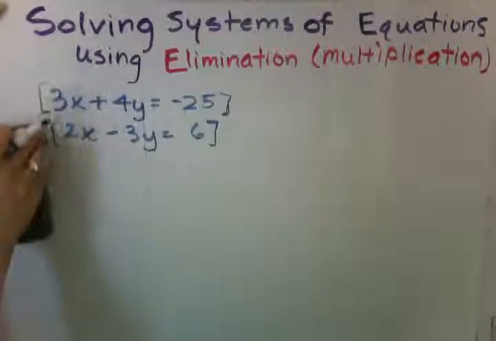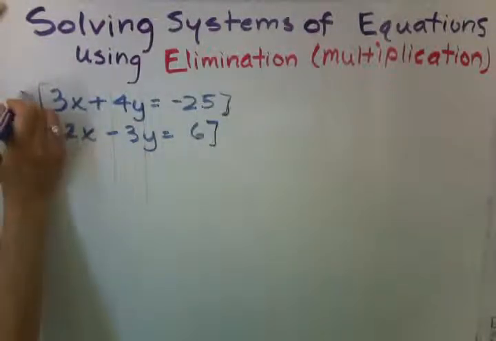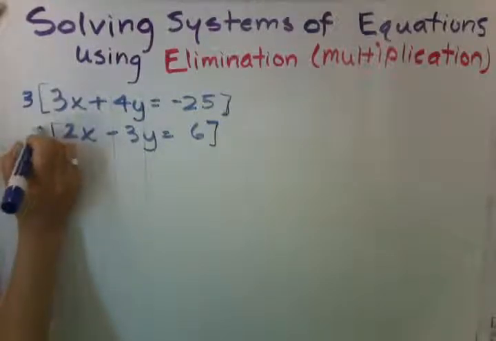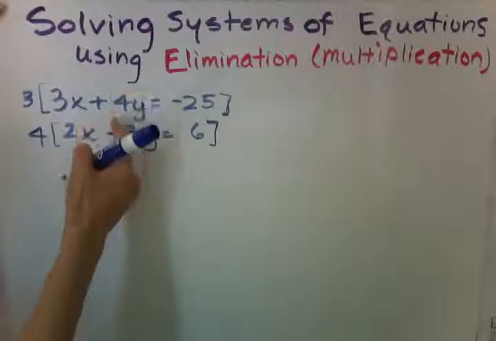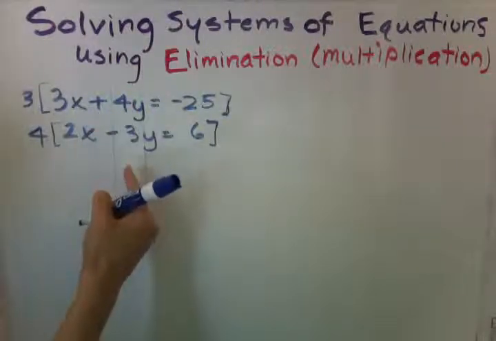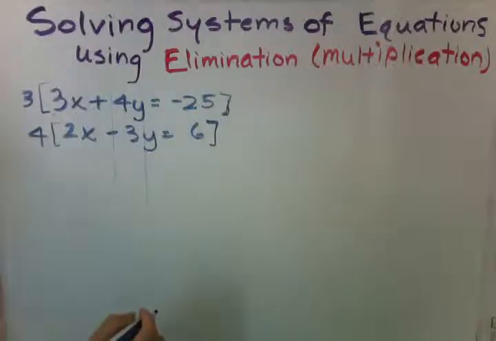That's one method. Or if you want to eliminate the y, you can multiply the top by 3 and the bottom by a positive 4, since this is already a negative 3, so that it will be 12y and a negative 12y to cancel out. So let's go ahead and use this method right here.